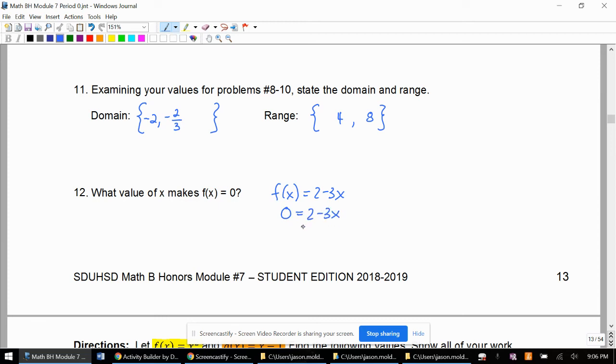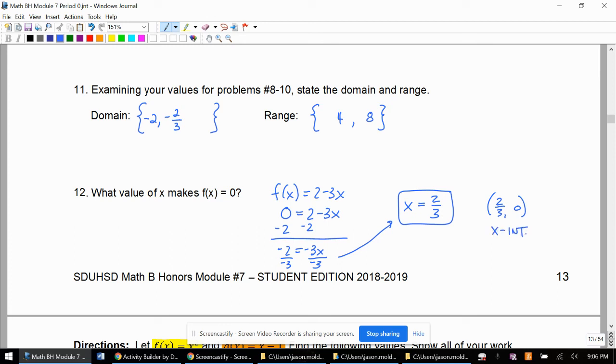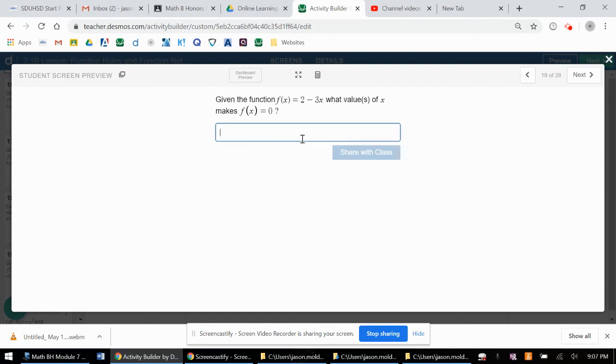And you might ask yourself, what are we solving for here? This thing has a name. It goes back to, maybe it was module 3. And it's 2/3. And so we found that when x is 2/3, y is 0. What's this thing called? Oh yeah, the x-intercept. We just found the x-intercept, right? This was just a fancy way of saying x-intercept. And so we'll enter that in. So x is 2/3.